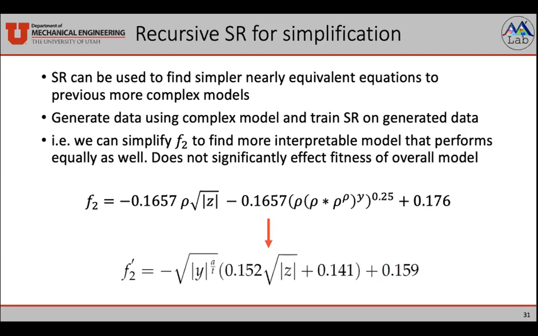And so we can use symbolic regression to find a model that is essentially equivalent to this more complex model. And we are willing to deal with maybe a slight change in error with a more interpretable equation. And so this was the outputted equation from that simplification step, and it didn't significantly affect the fitness of the overall model.